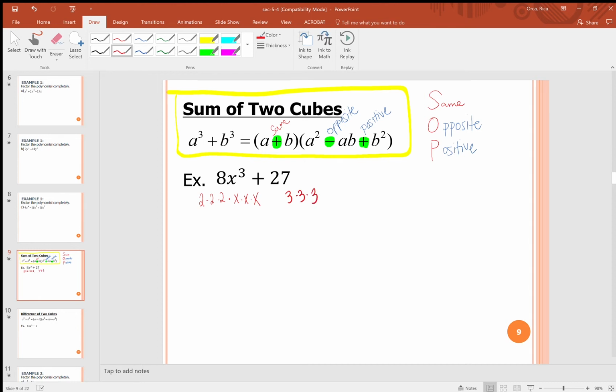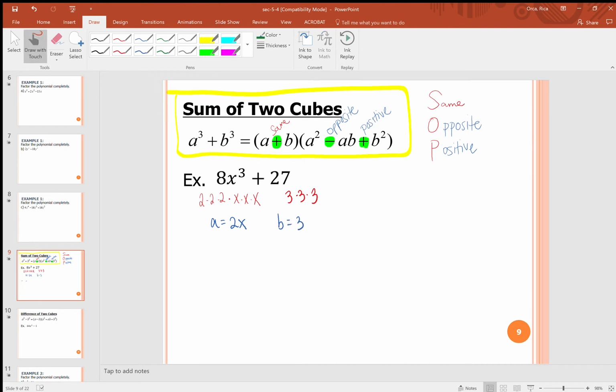Now we're ready to identify our a and b values. So a will be the cube root of 8. The cube root of 8 is 2. We also need to take the cube root of x to the third, and the cube root of x to the third is x. Because we expanded the problem earlier, we can easily see that a is going to be 2x. Now let's identify b. b is the cube root of 27, and the cube root of 27 is 3.